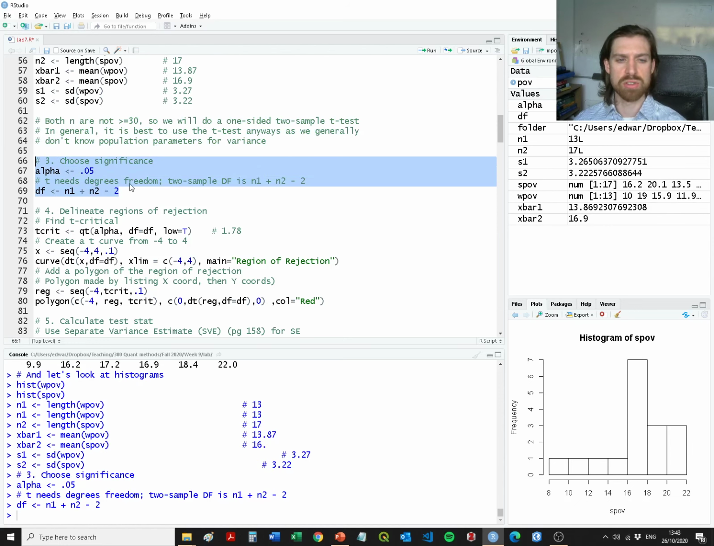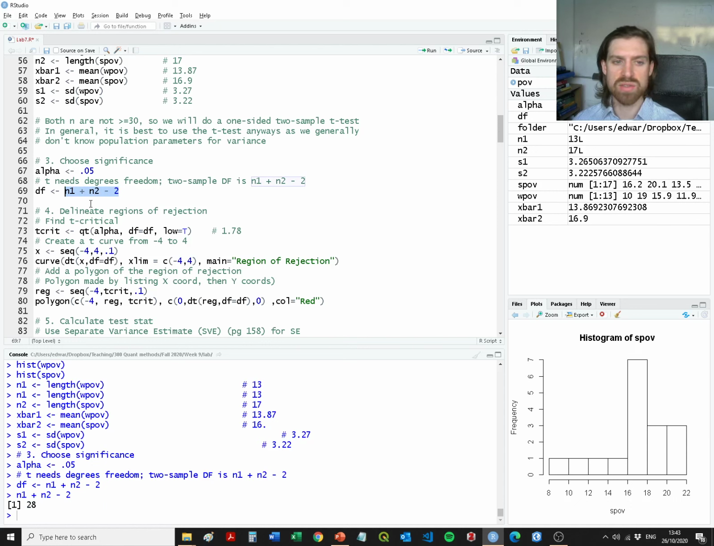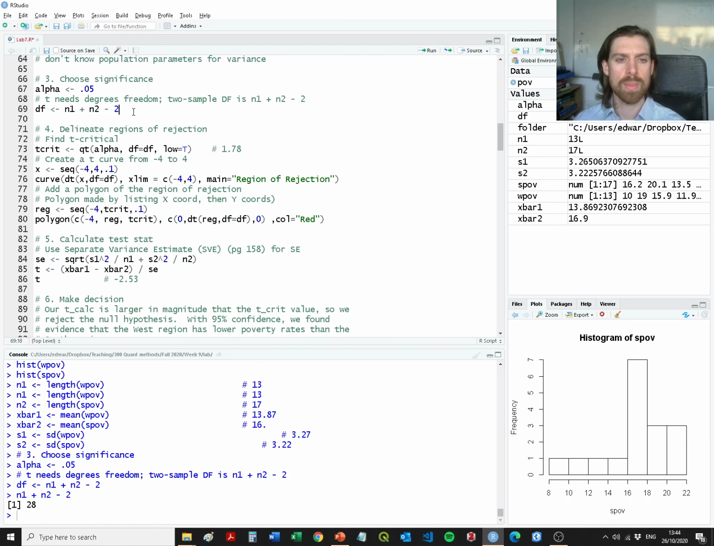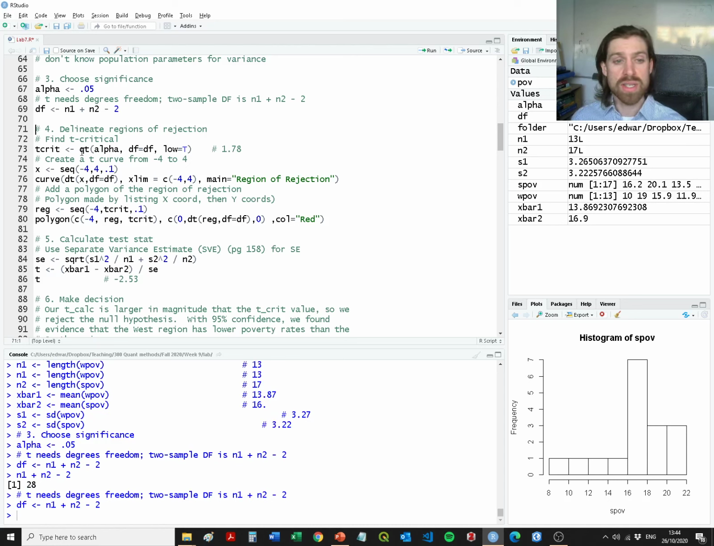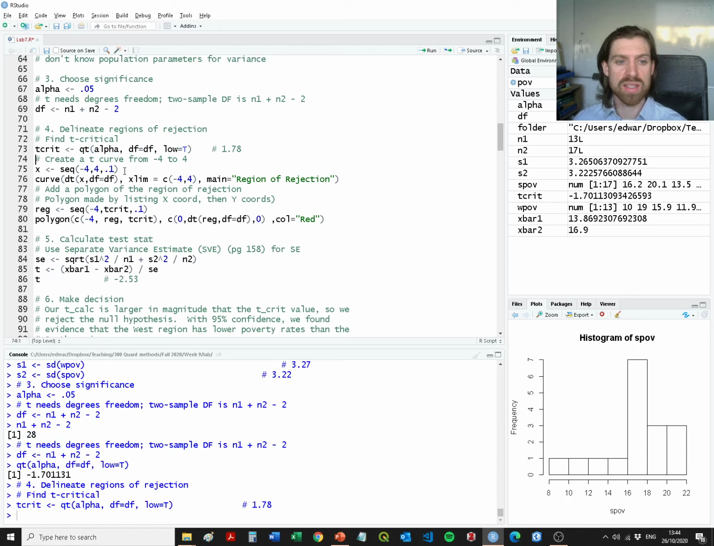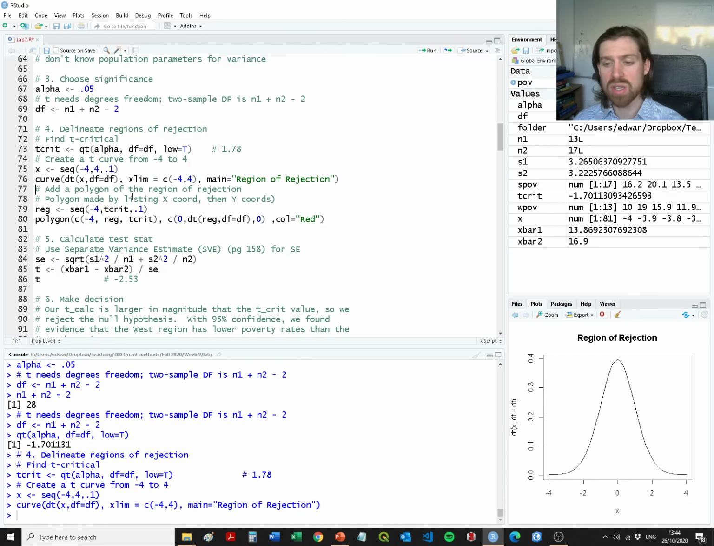We also need to get the number of degrees of freedom. The degrees of freedom is always the number of samples in the data sample with one subtracted from it. Here we're adding together two samples, and therefore we're subtracting 2 from it to get the number of degrees of freedom. When we do that, we get 28. So that's essentially 13 plus 17 minus 2, 28. Then we need to find the critical value for the alpha that we've got, which is minus 1.70 here.